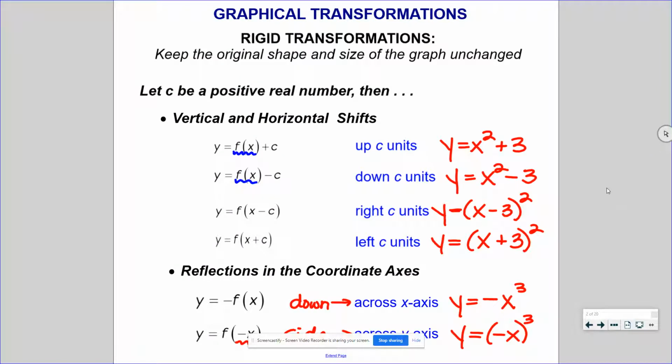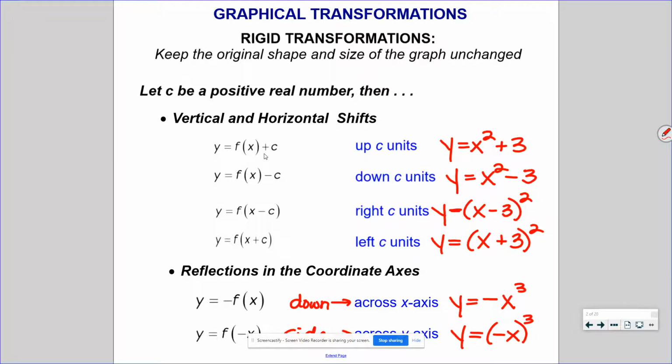So here is your guide to how to tell if a function has been moved left, right, up, down, stretched, compressed, etc. The main thing to look for is the location of the number that has been added, subtracted, what have you, to the parent function. I try to give some examples here on the right side to give you an idea of what you might see.